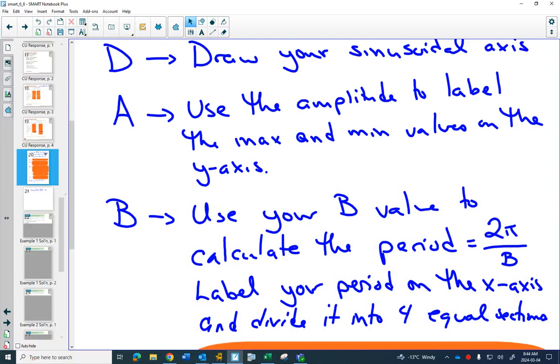Next, we go to our B value. And we use that B value to calculate the period. Of course, we had that formula the other day that your period was 2 pi over your B value. You can label your period on your x-axis, and just like normally with the sine or cosine graph, we have our axes family in 4 sections. You take your new period and divide your graph into 4 sections.